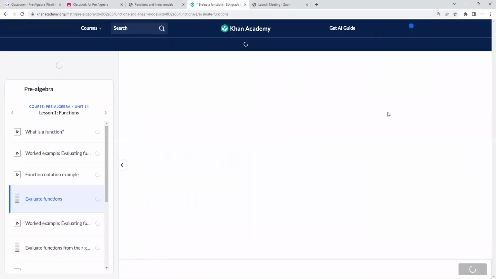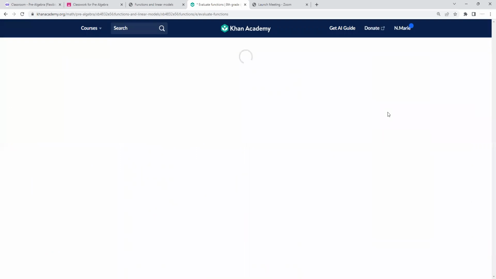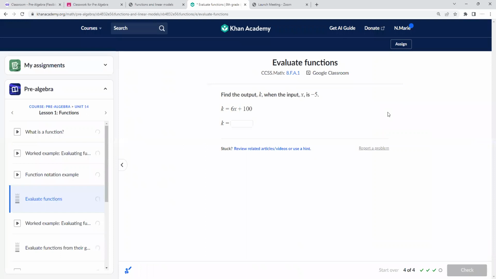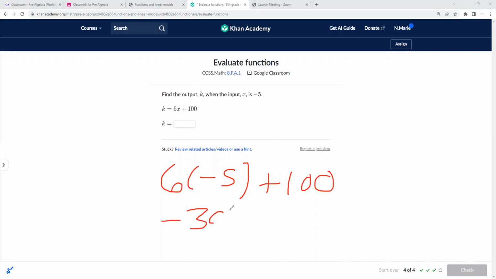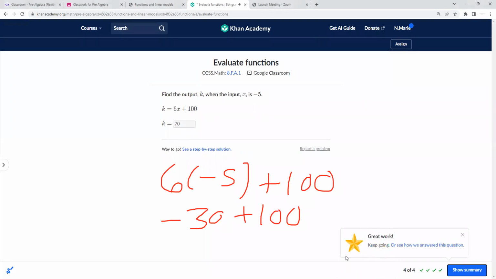So we first will be evaluating functions, which is pretty simple. You're just plugging in numbers. So a lot of times when it comes to graphing, you can just plug numbers in. So what is the output when x is -5? If I plugged in a -5 here, I would get -30, right? We would have 6 times -5 plus 100, which would get you -30 plus 100, which is 70. So when x is -5, your k will be 70.